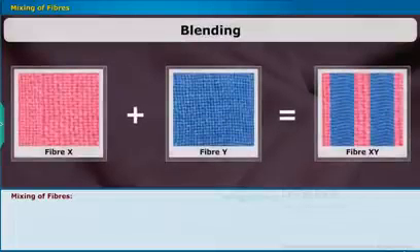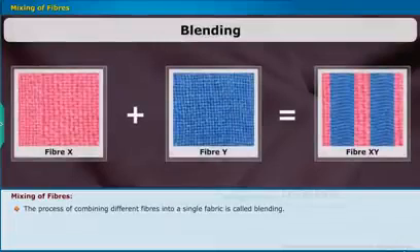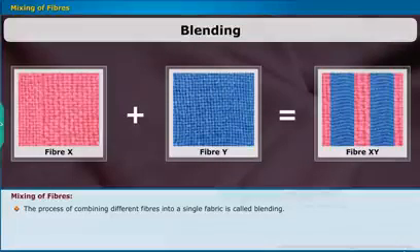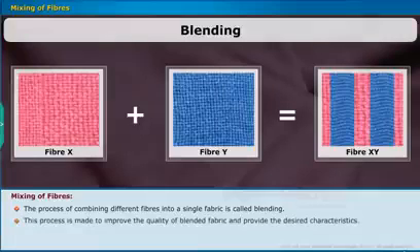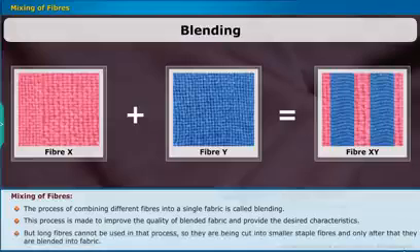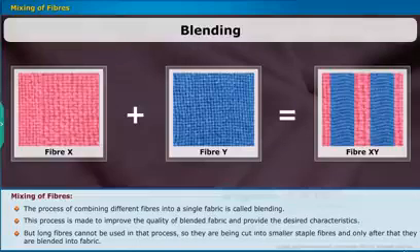Let us study the mixing of fibers. The process of combining different fibers into a single fabric is called blending. This process is done to improve the quality of the blended fabric and provide the desired characteristics. But long fibers cannot be used in that process, so they are cut into smaller staple fibers, and only after that are they blended into fabric.